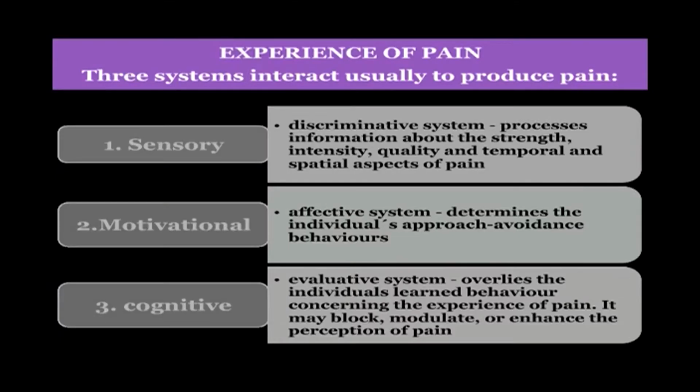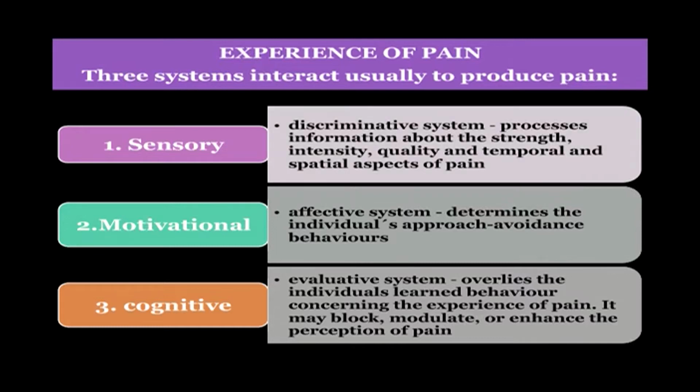Please have a look at the slide. In this you can see that three systems usually interact to produce pain. What are those three systems? As you can see here, the first one is the sensory system, the second is motivational, and the third is cognitive. So, you can see the role of psychology also here, apart from physiology, in the experience of pain.